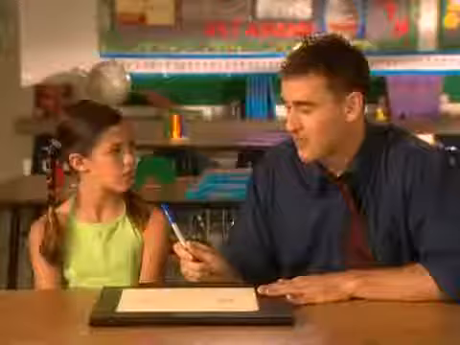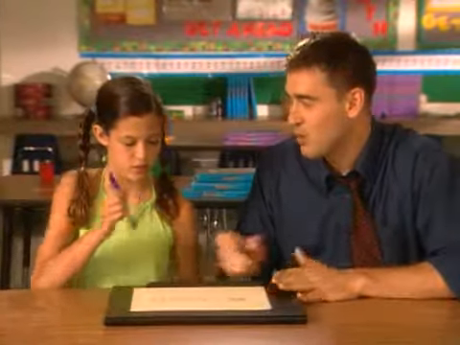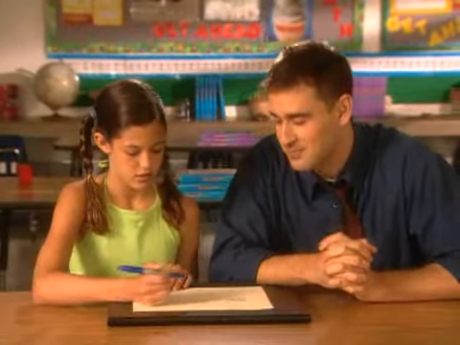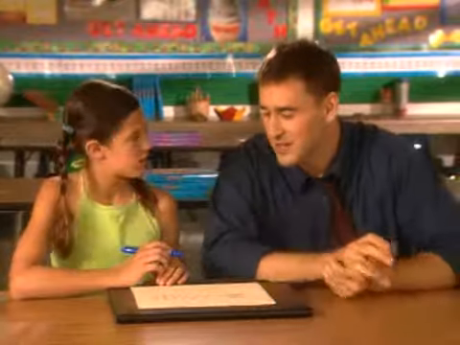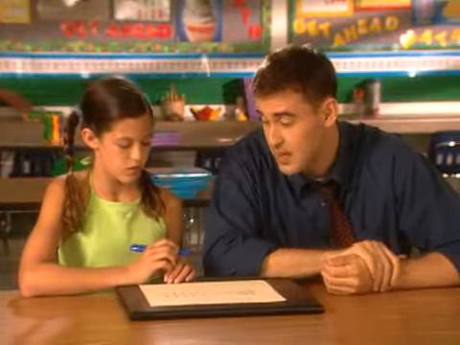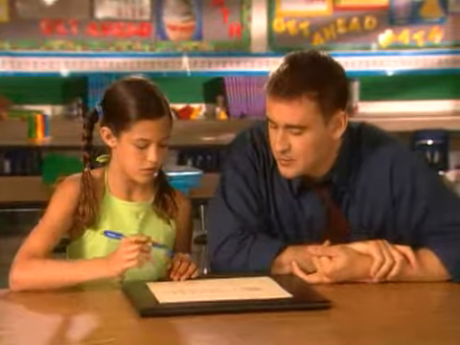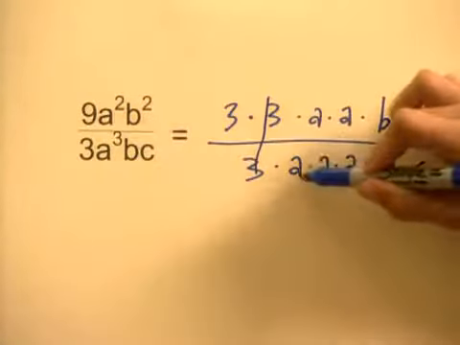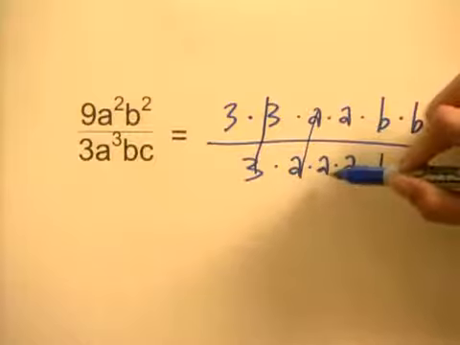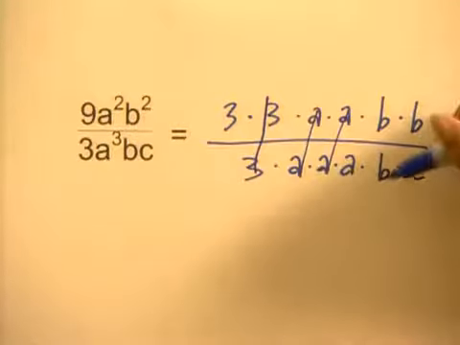Hannah, I want you to cancel out what is both on the top and on the bottom. Because when we are multiplying a whole bunch of things on top and a whole bunch of things on the bottom, we can cancel out anything that's both on the top and on the bottom. So go ahead and cancel out, just like I was doing in the other problems. Just draw a line through them. There you go. The 3 is gone. 1 a. Now 2 a's and a b.